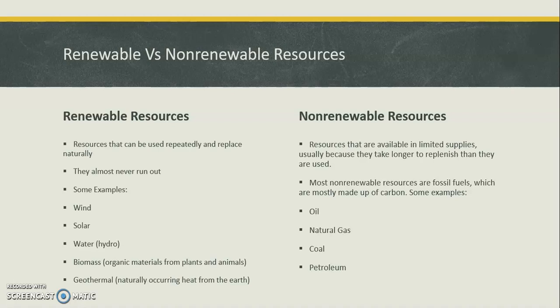Non-renewable resources are resources that are limited in supply. They take longer to replenish than they are used. Many can take up to millions of years to replenish. Most non-renewable resources are fossil fuels, which are mostly made up of carbon. Some examples would be oil, natural gas, coal, and petroleum. These can be used in many processes to make products and are used both commercially and personally.